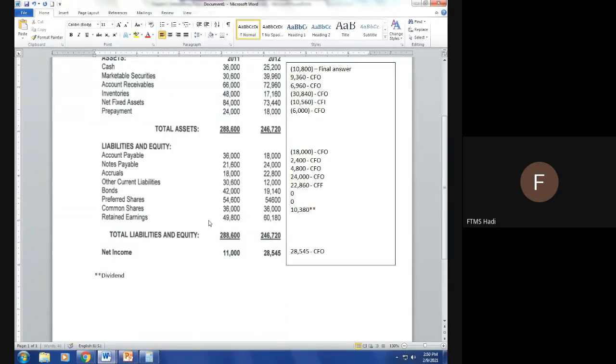Dividend paid. Right, so dividend paid is net income minus changes in retained earnings. So net income, that means the current year net income, which is this one, 28545, minus this one.